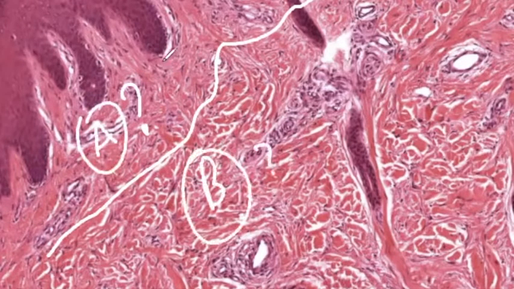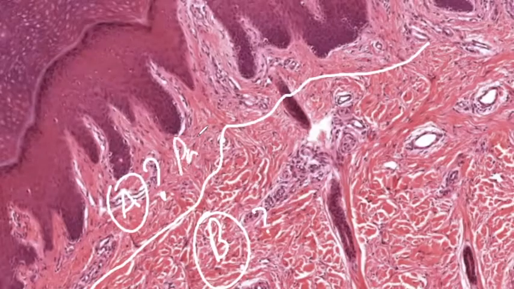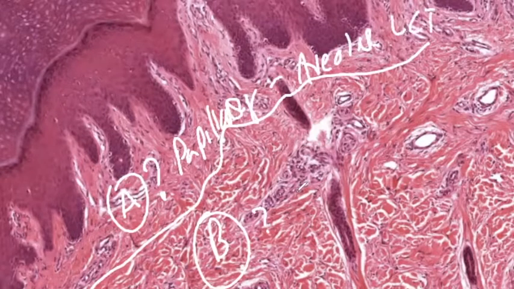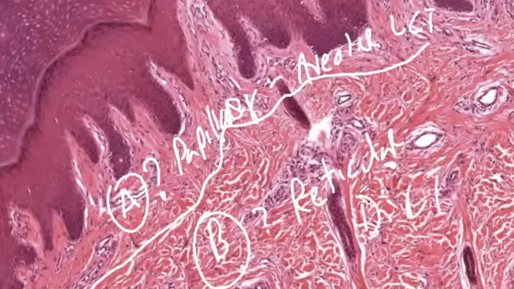Right? What is this layer called? And what's the tissue, right? So the layer is the papillary layer because you're talking about the skin, and it is areolar or loose connective tissue. All right, what's this layer down here? It's the reticular layer, and it's made up of dense, irregular connective tissue.